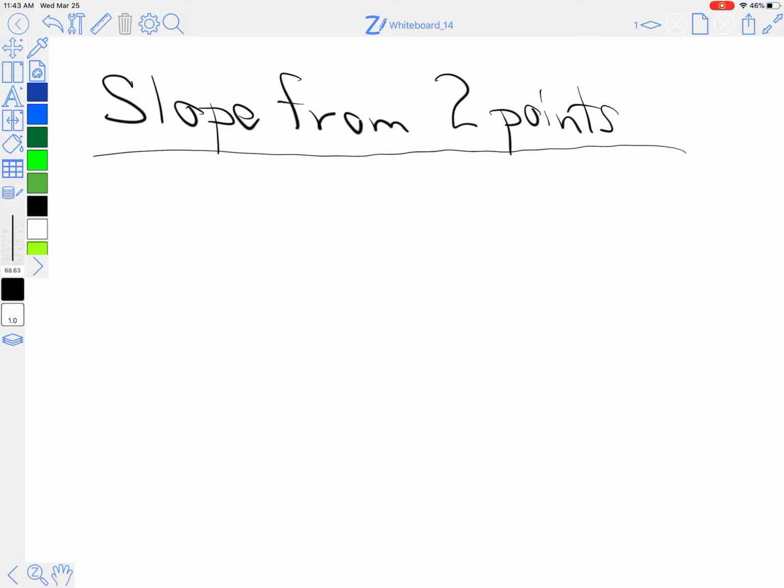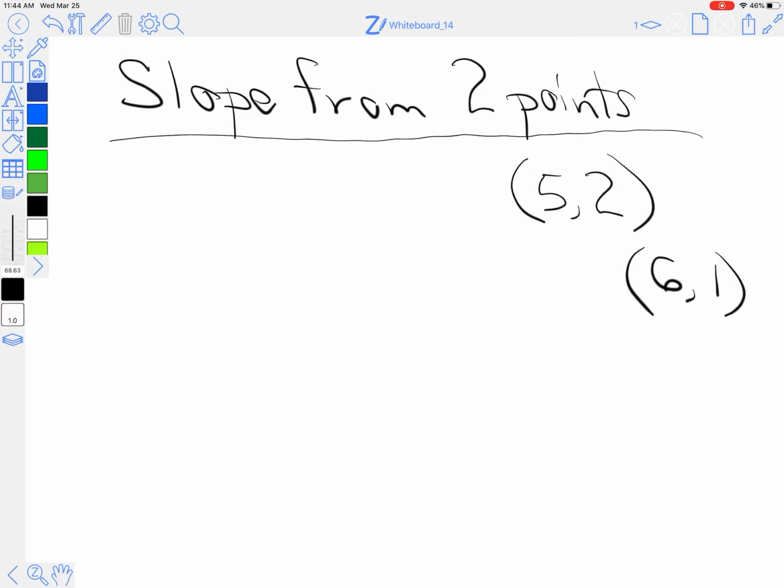And when I say 2 points, they're going to give you 2 coordinates, like (5, 2) and (6, 1). And then they're going to ask you to find the slope. Well, the formula for finding slope is m equals, they use the letter m to represent slope. So if you see m or slope, those two things mean the same thing.